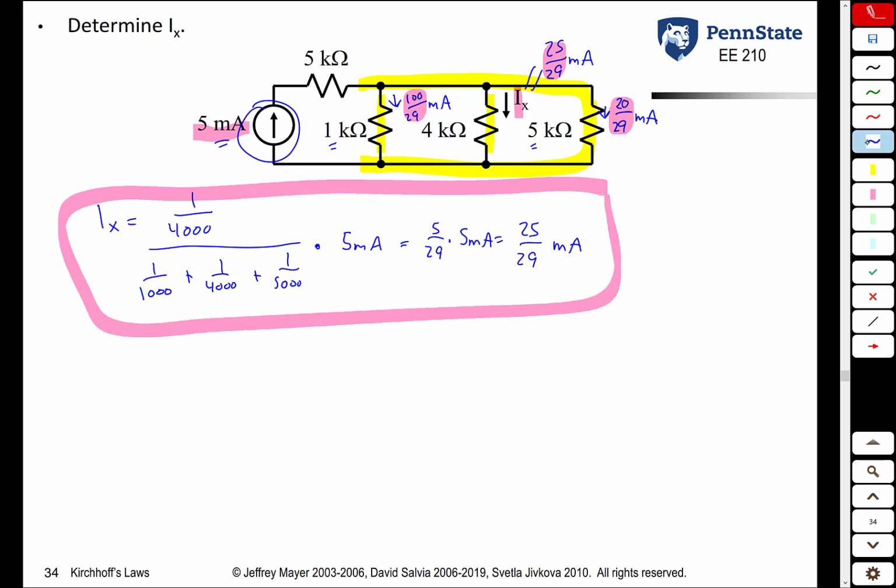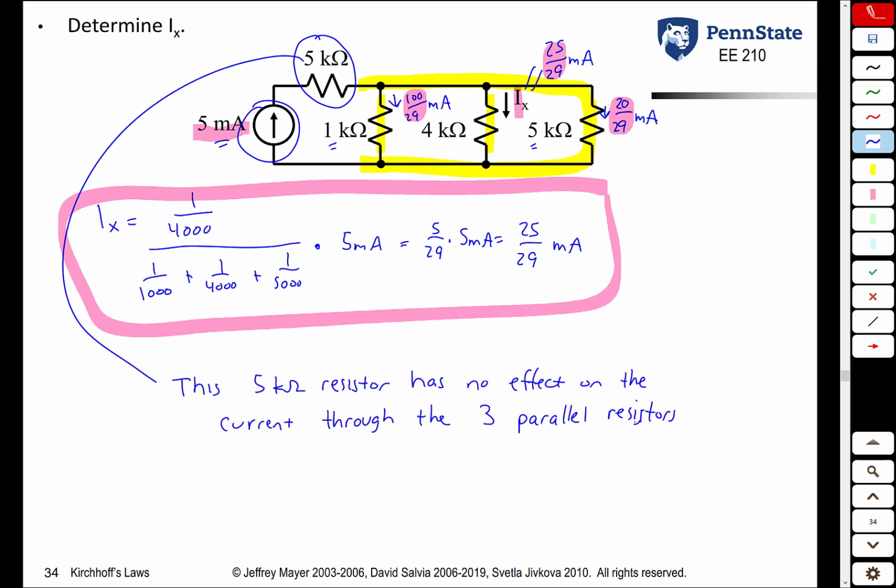One more point I want to make with this circuit, and that is with this resistor here. What we see is that this 5 kilo ohm resistor has no effect on the current through the other three resistors. Now that does not mean that this 5 kilo ohm resistor serves no purpose. It just doesn't show up in this equation at all. If you look at this equation here, nowhere does this 5 kilo ohm resistor come into play. And that is because it is in series with this current source.